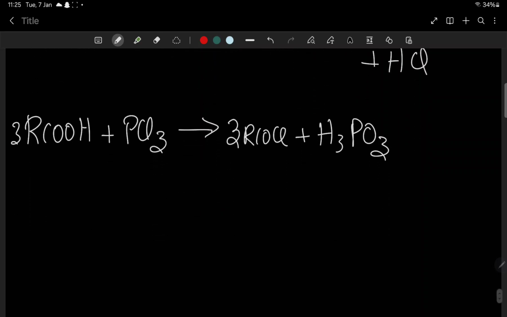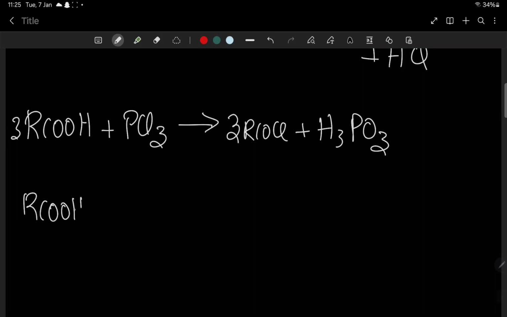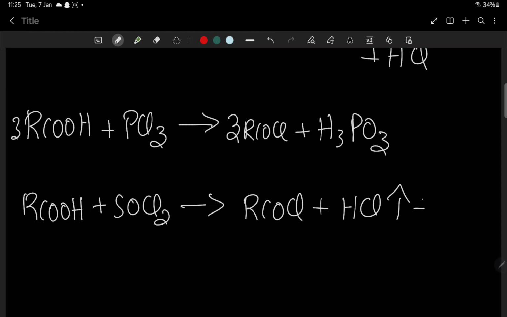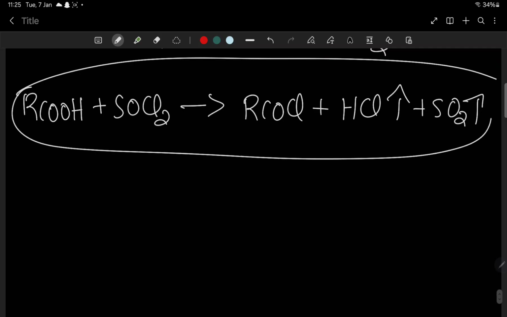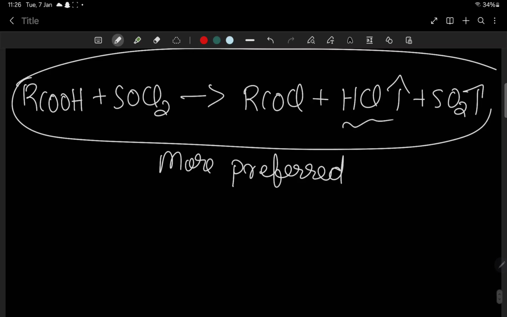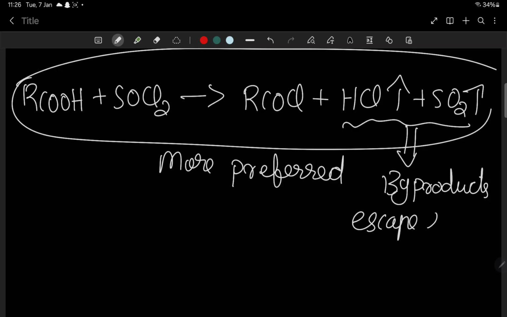Okay. Now the last one is RCOOH plus SOCl2. We get RCOCl plus HCl gas plus SO2 gas. This reaction is more preferred. Why is it preferred? Byproducts escape easily because they are gases. So we get pure RCOCl. This is most preferred. Okay.